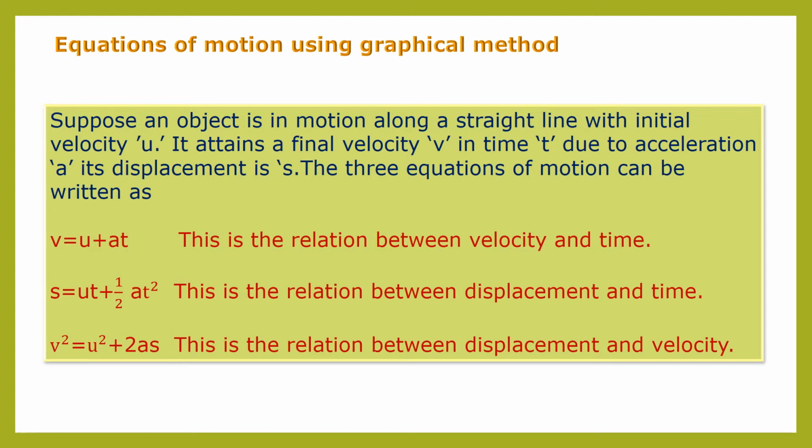Then the three equations of motion can be written as: v is equal to u plus at. This relation is called Newton's first equation of motion, between velocity and time. Second, s is equal to ut plus half at square. This equation is called Newton's second equation of motion, between displacement and time. Third, v square is equal to u square plus 2as. This equation is called Newton's third equation of motion, between displacement and velocity.